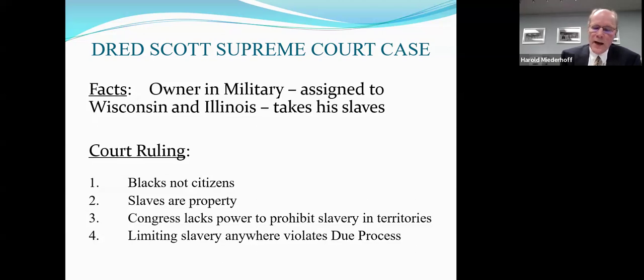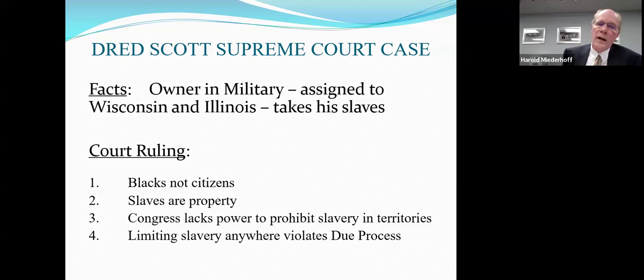slavery. So Dred Scott's argument was, I was on free territory. That made me free. I'm entitled to my freedom. However, in 1857, when the case was decided at the United States Supreme Court, the justices determined, no, Dred Scott, you're not a free person.